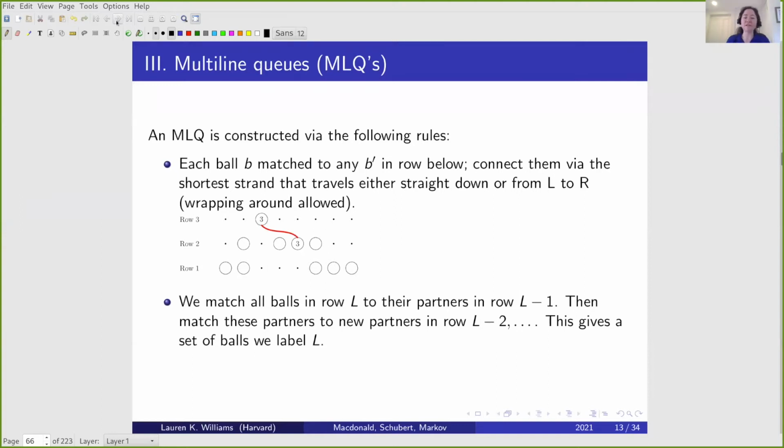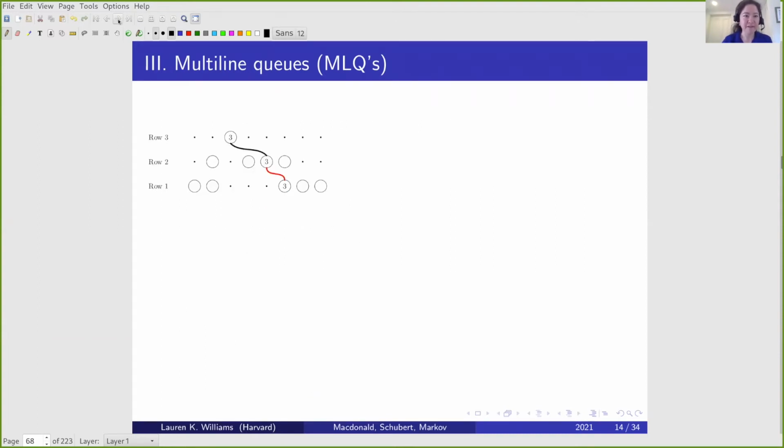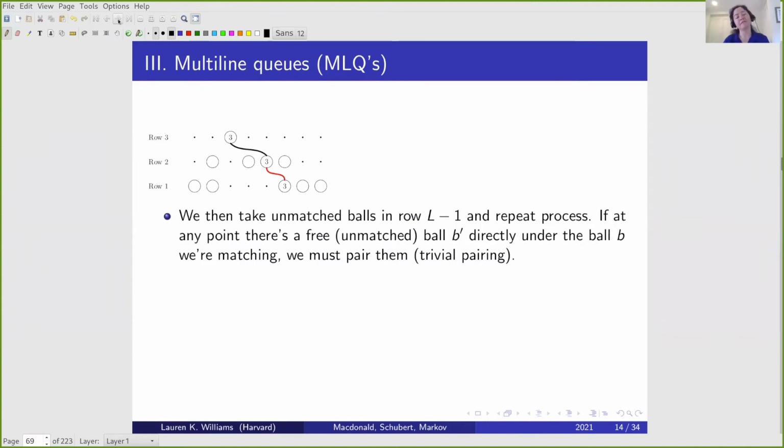I match all my balls in row L to some partners in row L-1, and then I match these partners to new partners in row L-2, and so on. All of those balls I label by the same number, namely the label of the topmost row. In the first step, I matched these 2 balls, and in the next step, I matched this ball to this ball down there. Then you continue this process recursively.